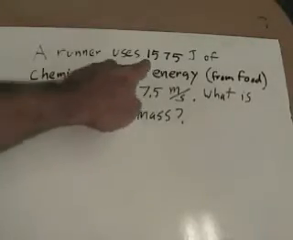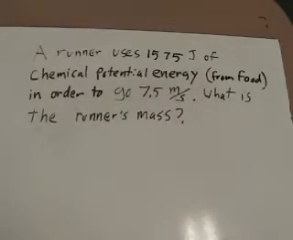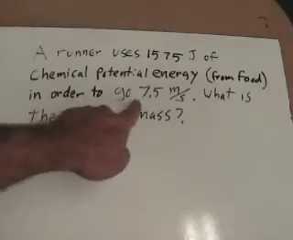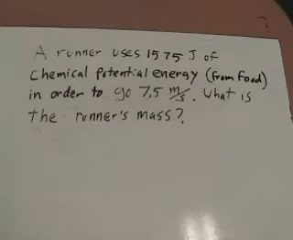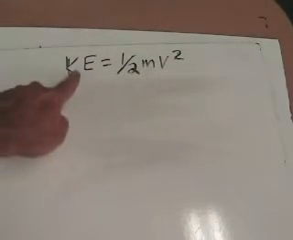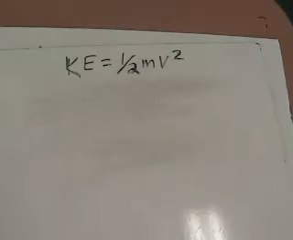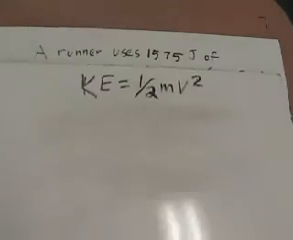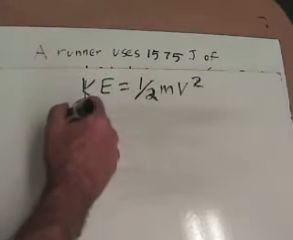A runner uses 1,575 joules of chemical potential energy in the form of food she ate in order to go 7.5 meters per second. What is the runner's mass? So in this case, instead of solving for Ke, we're solving for m. So we want to know what m is. We simply need to substitute in for Ke and v. So let's just see what we have here. We've got 1575 joules, that's kinetic energy.